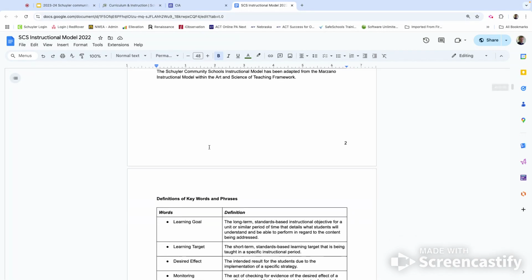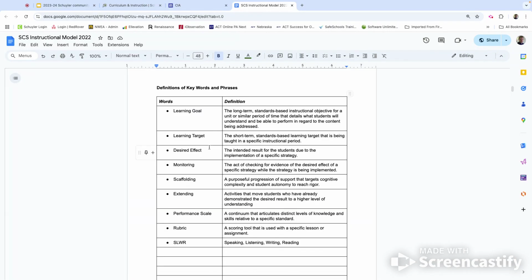So to that end, I'm going to look at some of the definitions of keywords and phrases. The first keyword there, learning goal. Learning goal is a long-term instructional objective. So it's what you're going to do over the long term. If we're doing this based on the standards, it's going to be the overall standard, the level of the standard that we're going to get to.